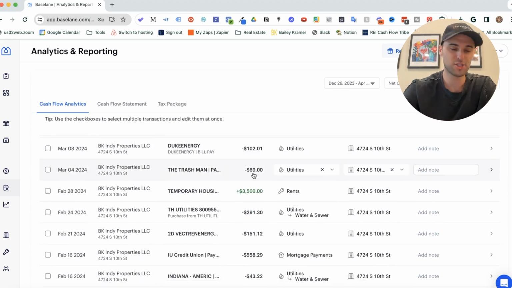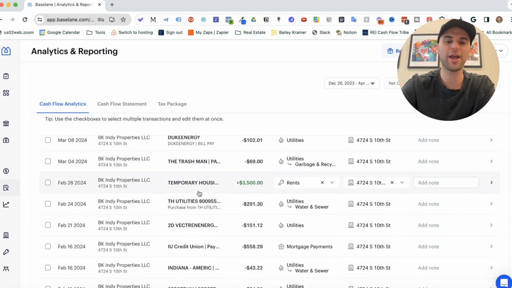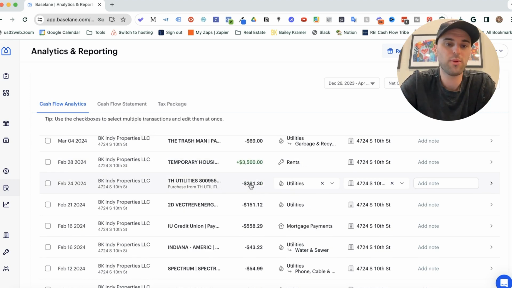The trash man, so $69. And this is actually billed quarterly. So it's not a monthly expense. It's a quarterly expense. So it's about $15 per month for trash. And then you'll see here the rent. So temporary housing, this is an insurance company paying $3,500 per month for their client to stay at my property. Pretty awesome. Then you'll see a bill for $291.